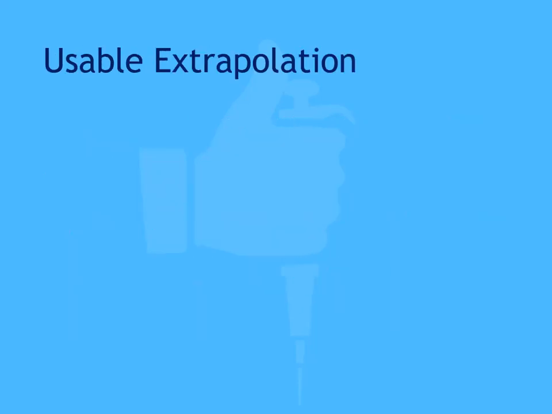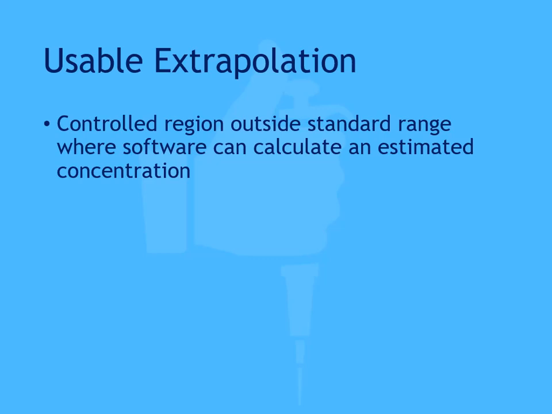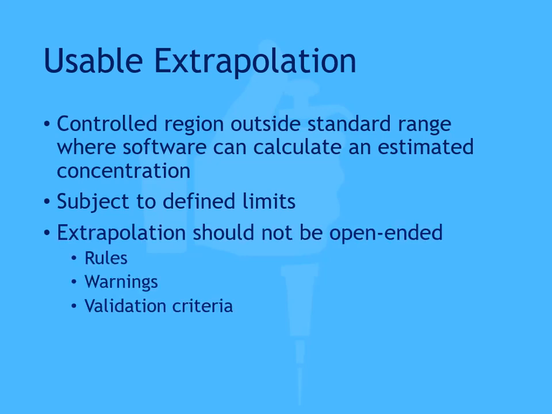So what is a usable extrapolation? A usable extrapolation range is a controlled region outside the standard range where the software is allowed to calculate an estimated value, subject to defined limits. For example, a laboratory may choose to allow extrapolation only up to 15% beyond the highest or lowest calibrator response. Extrapolation should not be open-ended. It should be controlled by rules, warnings, and validation criteria.